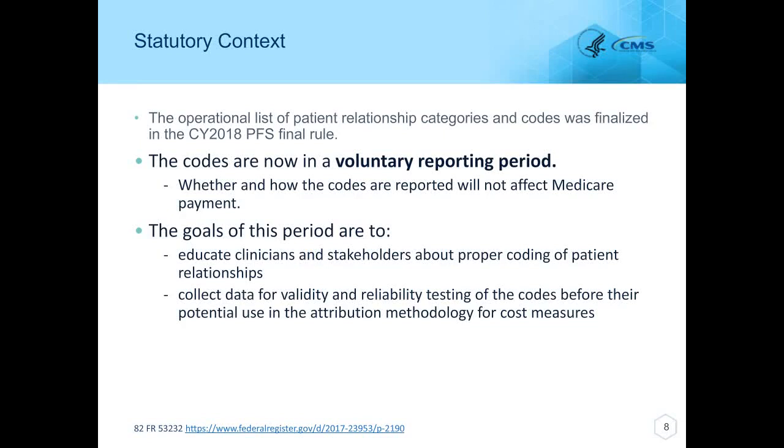We finalized the operational list of patient relationship categories and codes in the calendar year 2018 Physician Fee Schedule Final Rule. Now, the codes are in a voluntary reporting period. This is important from our perspective here at CMS to give clinicians adequate time to gain familiarity in the use of the patient relationship categories. And it also allows us time to collect data for validity and reliability testing of the codes before their potential use in the attribution methodology for the cost measures. I also want to emphasize for the audience today that because we are in a voluntary reporting period, whether and how the codes are reported will not affect Medicare payment.